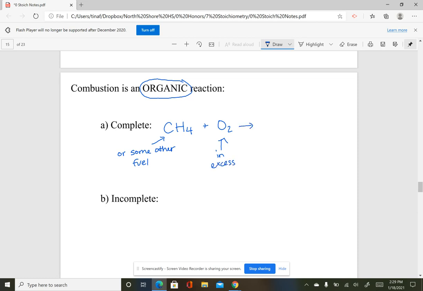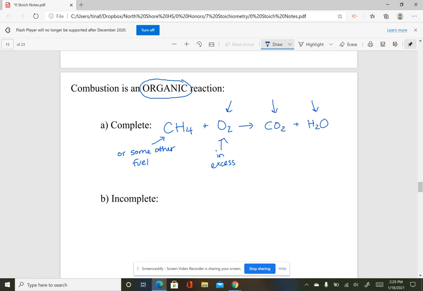What we always make during combustion is carbon dioxide and water. So this, and this, those are the must-haves to know that something is an organic combustion reaction. The first thing can be anything that's combustible. It doesn't have to be CH4.